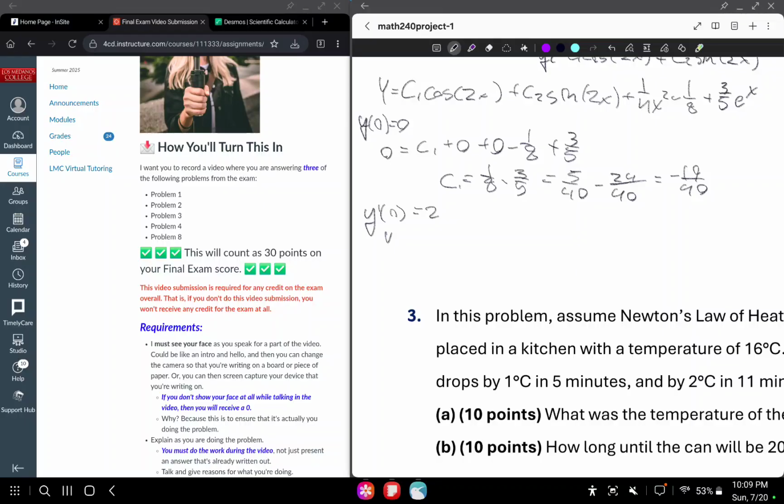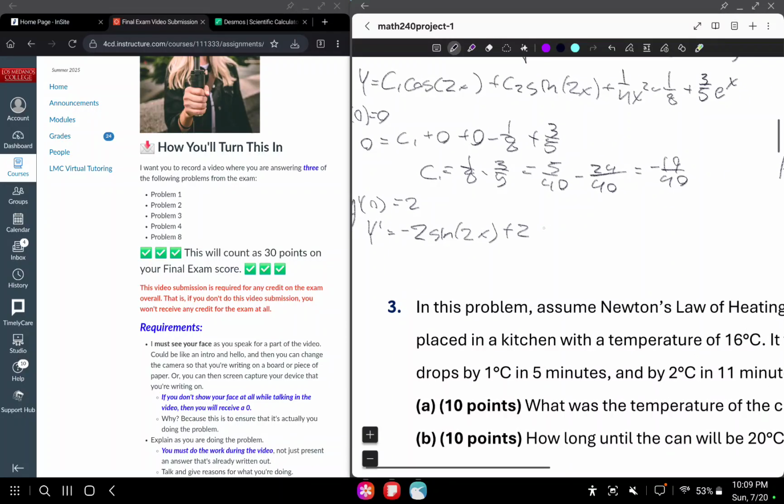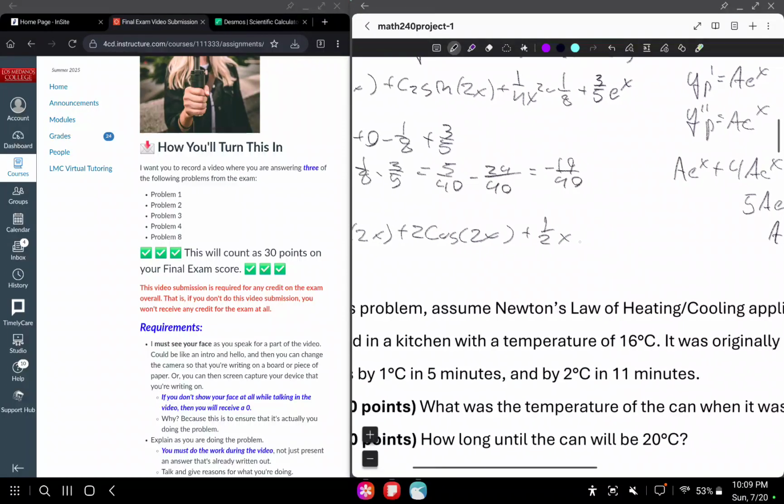So y prime equals 2, negative 2 sine 2x plus 2 cosine 2x plus 1/2 x minus 0 plus 3/5 e to the x. Okay.